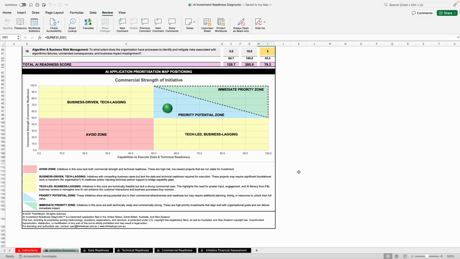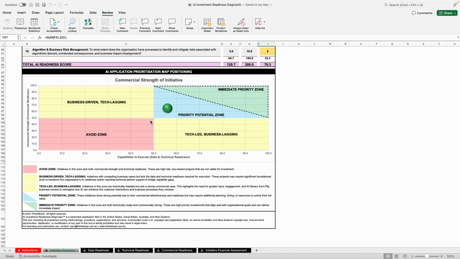When we're looking at this bubble chart and trying to understand the key quadrants, the green zone denotes initiatives that are highly ready for investment and scaling. These are showing that we have great capabilities to execute from a data and technical perspective and a really strong business case. The blue zone shows initiatives that have strong potential but may need some refinements. In this example, we can see our initiative by the green bubble is in the priority potential zone.